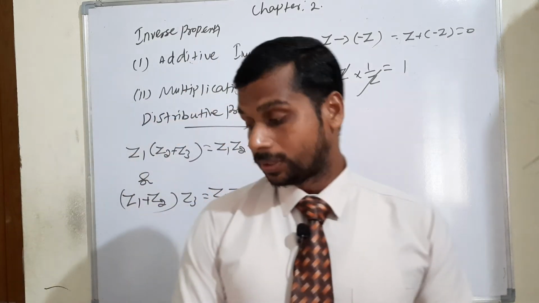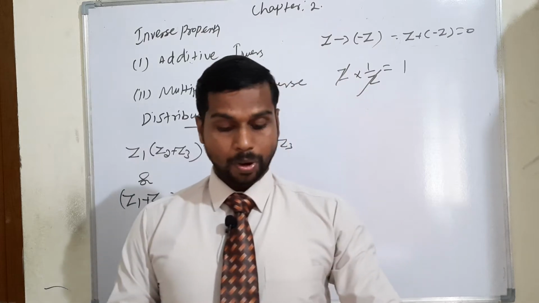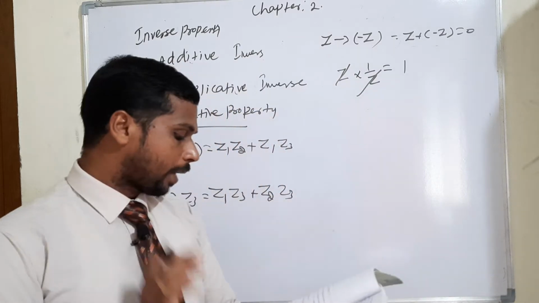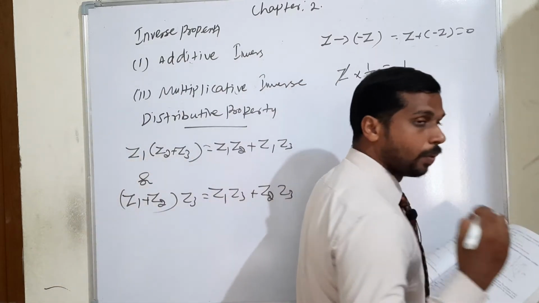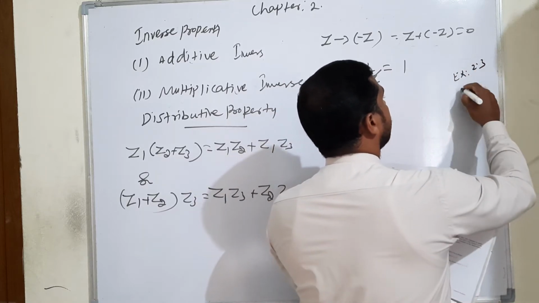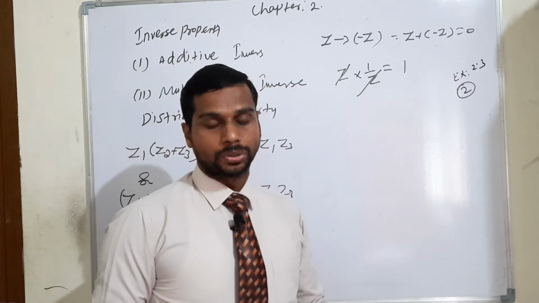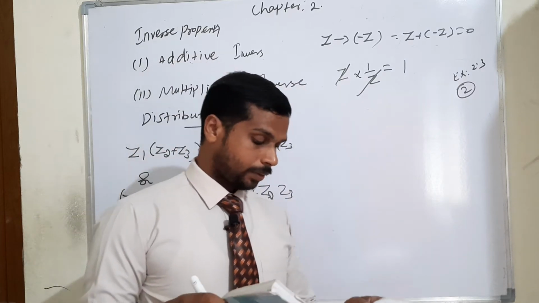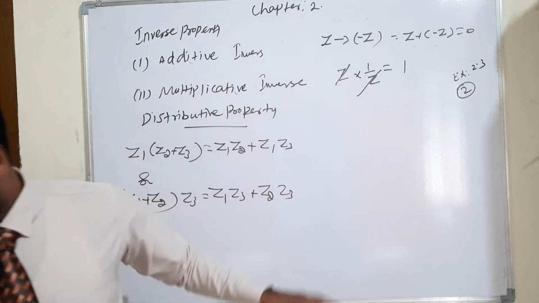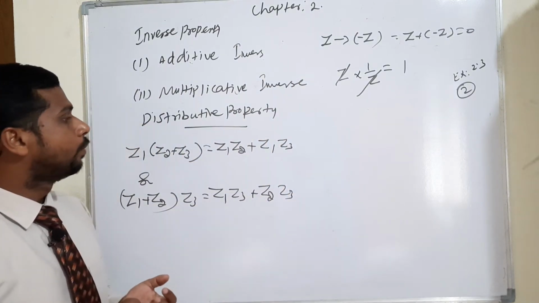Questions are also possible, as in your book, exercise 2.3. I will do question numbers 1 and 3. For your homework, exercise 2.3, question number 2, do it on your side. Exercise 2.3 is about the distributive property, one of the important ones. So I will move to the questions.